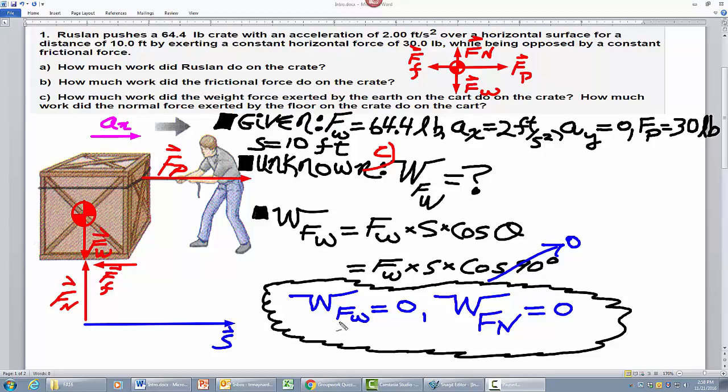In general, anytime a force is perpendicular to the displacement, that force does no work at all, since only the component of the force in the direction of the displacement does any work. That completes this excellent adventure.